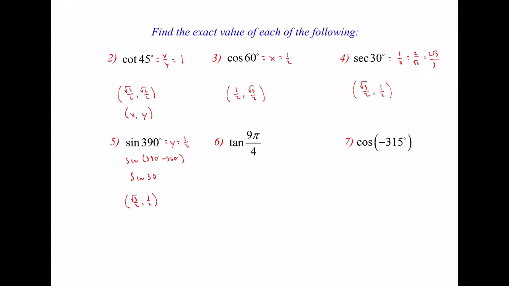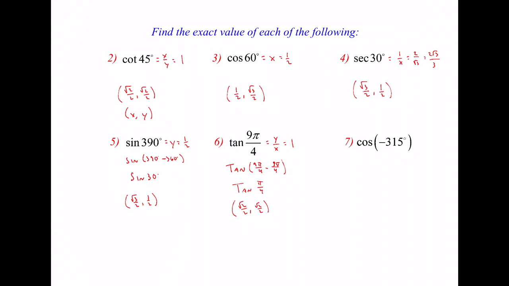Tangent of 9 pi over 4. If you think of that number 9/4, that's 2 1/4, so that's more than a full rotation. So we need to take 9 pi over 4 and subtract 2 pi. With a common denominator, that would be 8 pi over 4. And so that leaves us with tangent of pi over 4. Pi over 4 is an ordered pair of square root of 2 over 2, square root of 2 over 2. And tangent is y over x, which would represent 1.